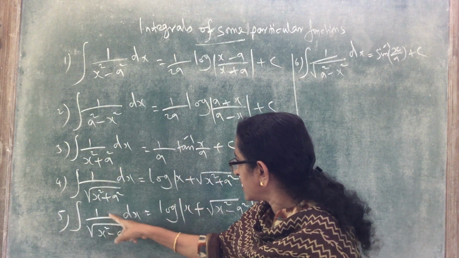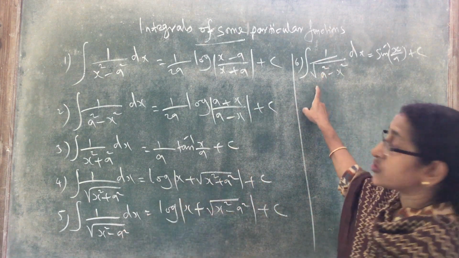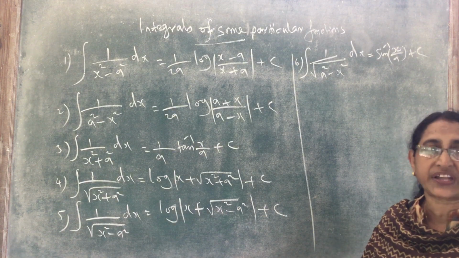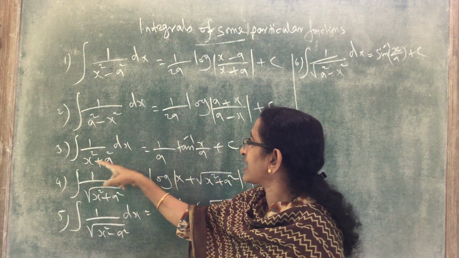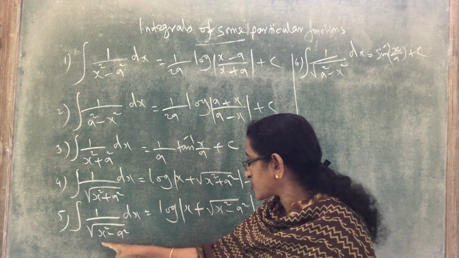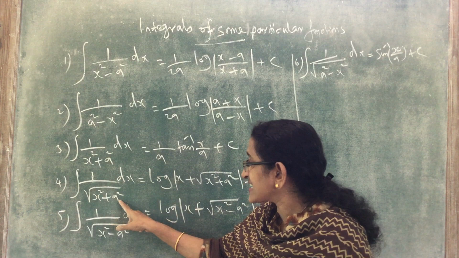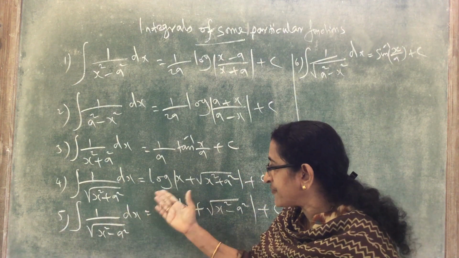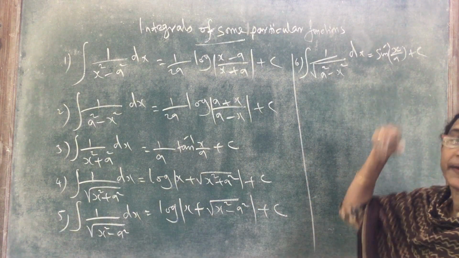See the next three: 1 by root of (x² + a²), 1 by root of (x² − a²), 1 by root of (a² − x²). So in these three there is a root in the denominator. That is the difference between these. And see, x² + a² is the same as a² + x², so only the minus will be different: x² − a² here, a² − x² there.